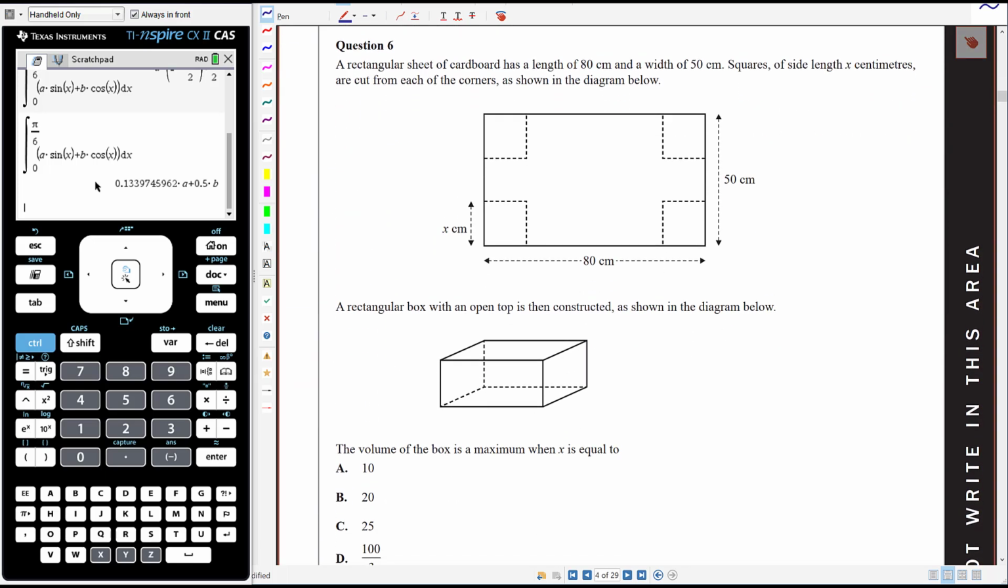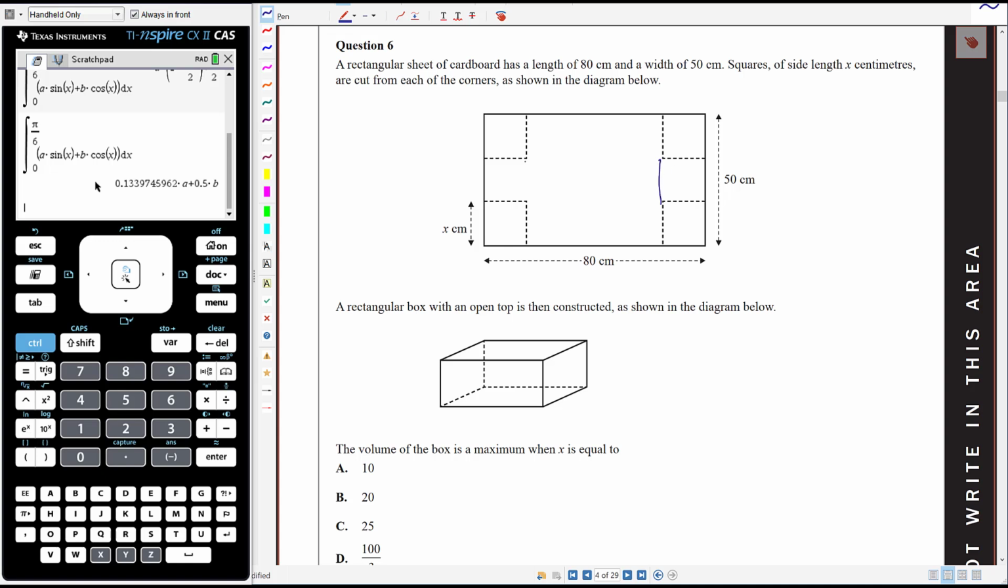Okay, question 6. A rectangular sheet of cardboard has a length of 80 centimetres and a width of 50 centimetres. Squares of side length x centimetres are cut from each of the corners as shown in the diagram below. A rectangular box with an open top is then constructed as shown in the diagram below. The volume of the box is a maximum when x is equal to. Okay, this is a pretty standard sort of polynomials application question. So you've got to be able to understand though how the box is constructed.